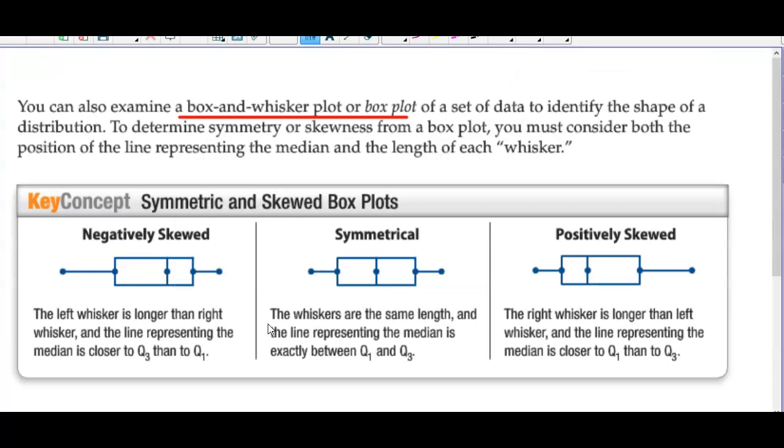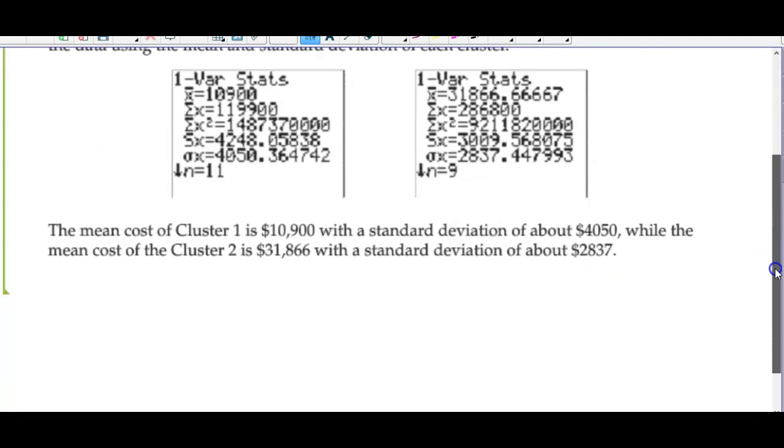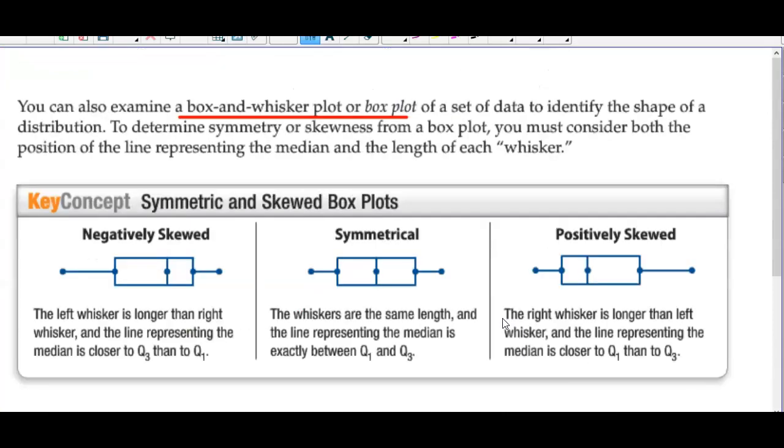Okay. So they separated it. At the bottom here it said the mean of cluster 1 was about $11,000 with a standard deviation of about 4, whereas the mean of the second cluster was almost 32,000 with a standard deviation of about 3,000. So significantly higher costs in that second set of data. All right.